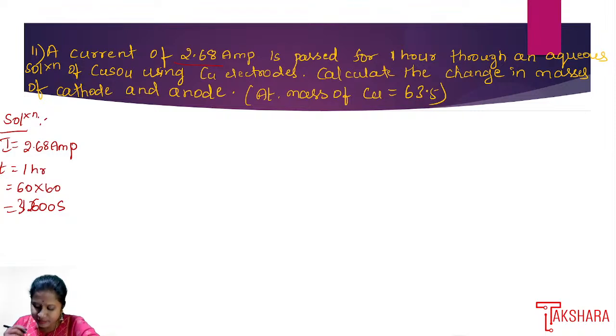3600 seconds we are going to get. So according to this, we can find out the charge. So Q is equal to I into T, the formula we know, that is equal to I is 2.68 into 3600. So if we multiply this, we get the value 9648 coulomb. Okay, Q is equal to 9648 coulomb we get.